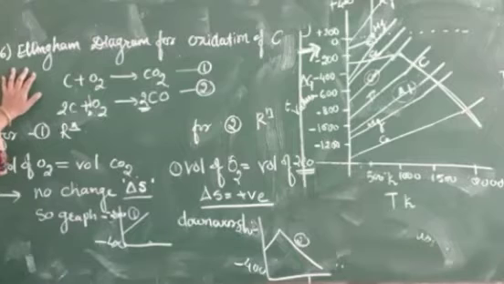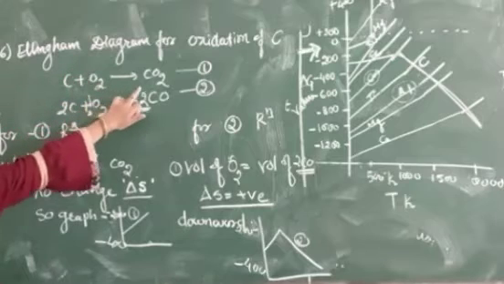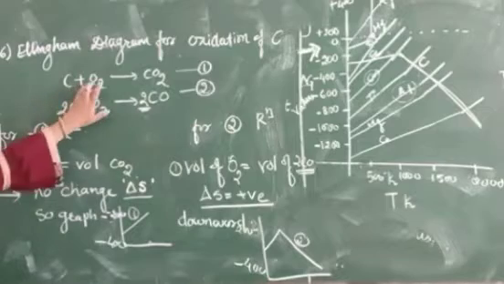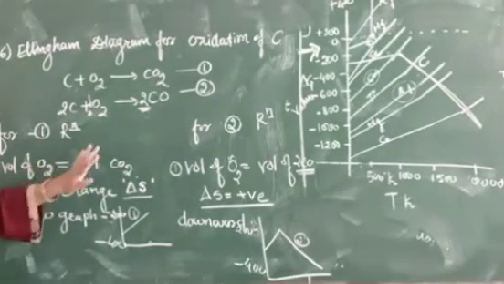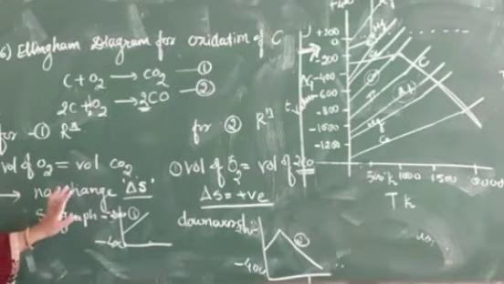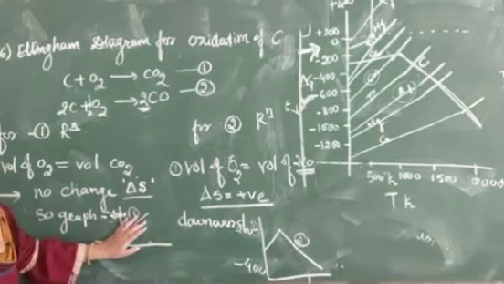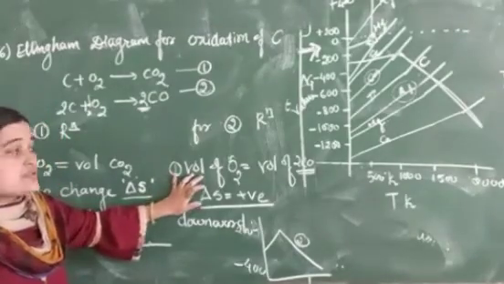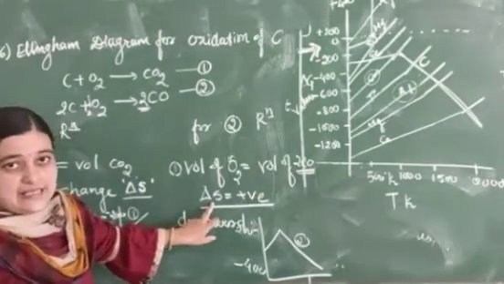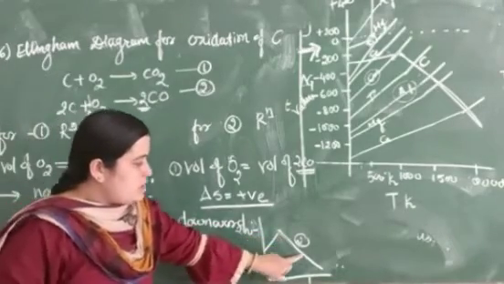6.1 Ellingham diagram for carbon. For the oxidation of carbon, mainly two reactions are possible. Carbon with oxygen gives CO2, and carbon monoxide forms in the second reaction. For the first reaction, the volume of O2 used equals the volume of CO2 formed. Here there is no change in delta S, meaning no change in randomness or disorder, so the graph will be a straight line. In the second case, for the volume of O2, 2 moles of CO are produced. So delta S, yes, disorder happens, delta S becomes positive, and the graph will move downward.